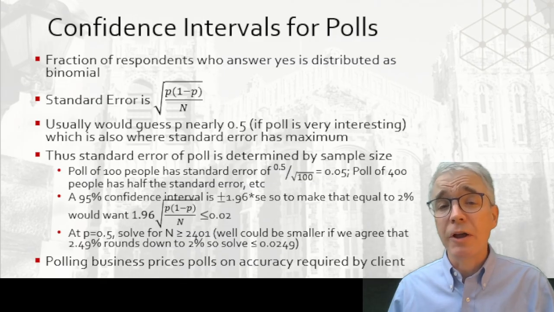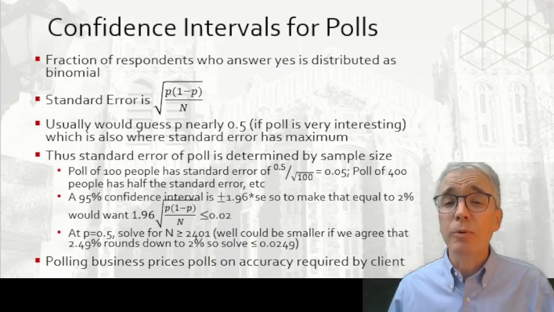A poll of 100 people would have standard error 0.5 divided by square root of 100. That's 5%. If I poll 400 people, that's 4 times as many. Square root of 4 is 2, so that has half the standard error. If I want to have a poll that has confidence interval plus or minus 2%, then just solve for n in that little formula there. It takes about 2,400 people.